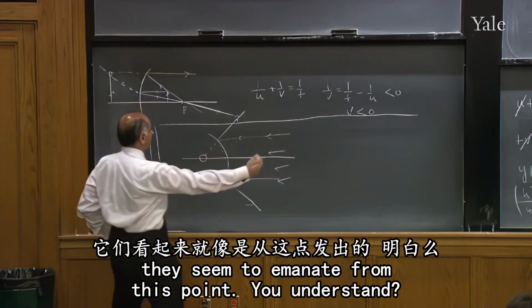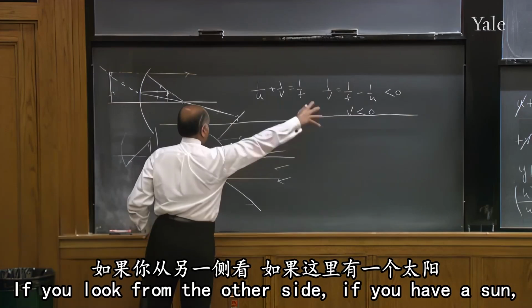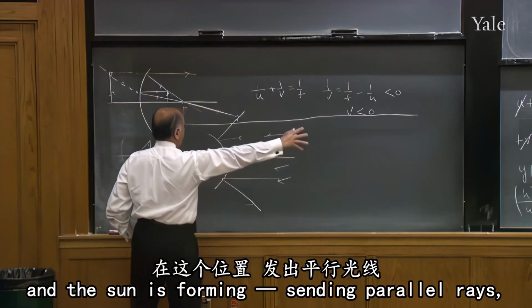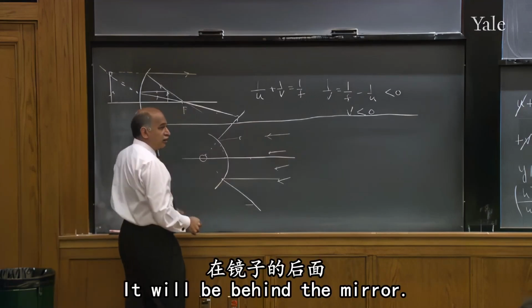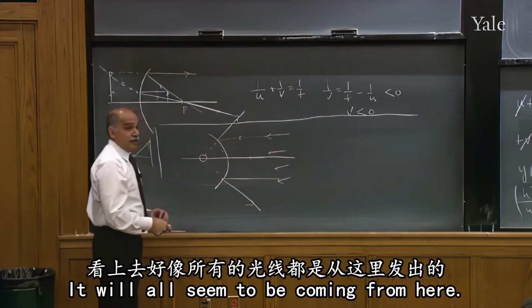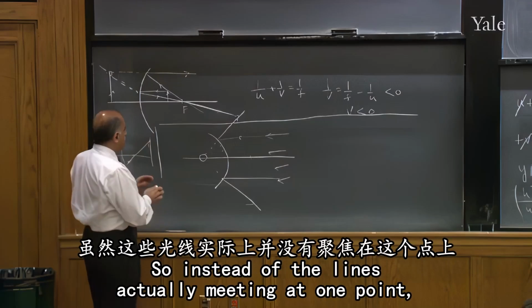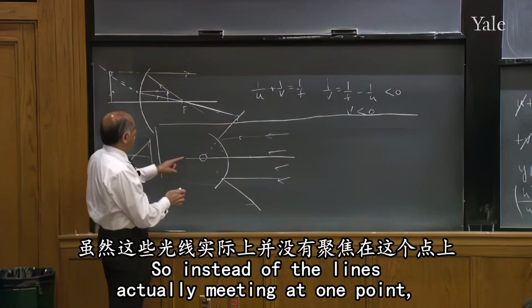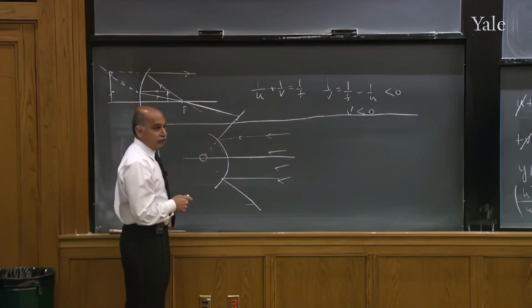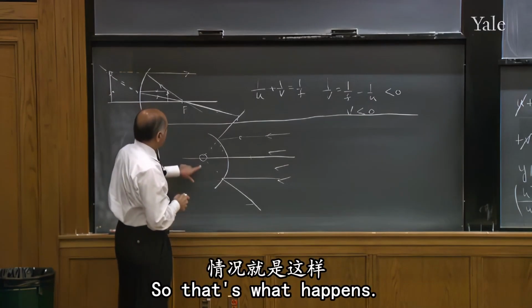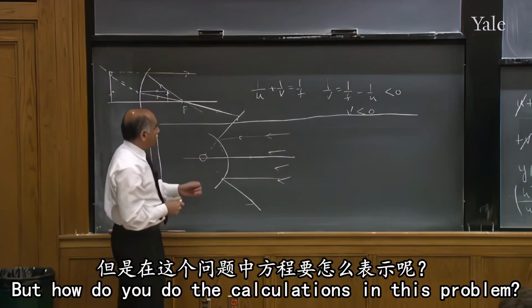You understand? If you look from the other side, if you have a sun, and the sun is sending parallel rays, the image of the sun will be here. It will be behind the mirror. It will all seem to be coming from here. So instead of the lines actually meeting at one point, they will seem to come from one point. So that's what happens. But how do you do the calculations in this problem?